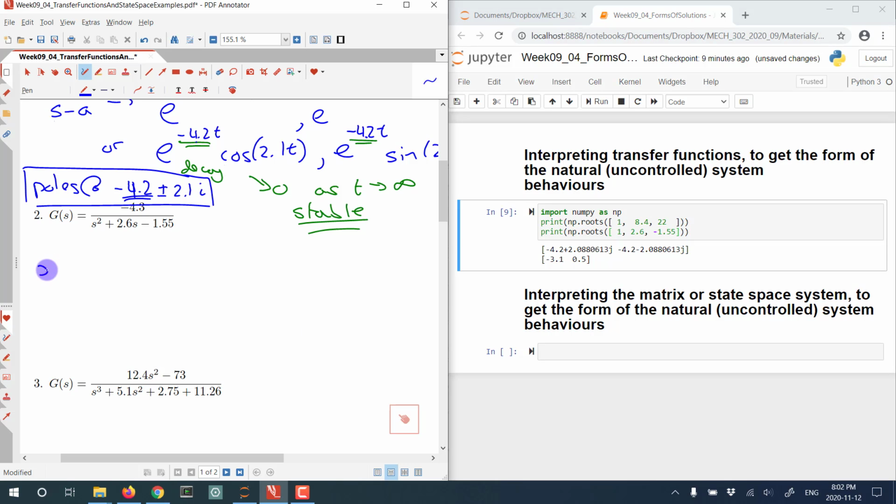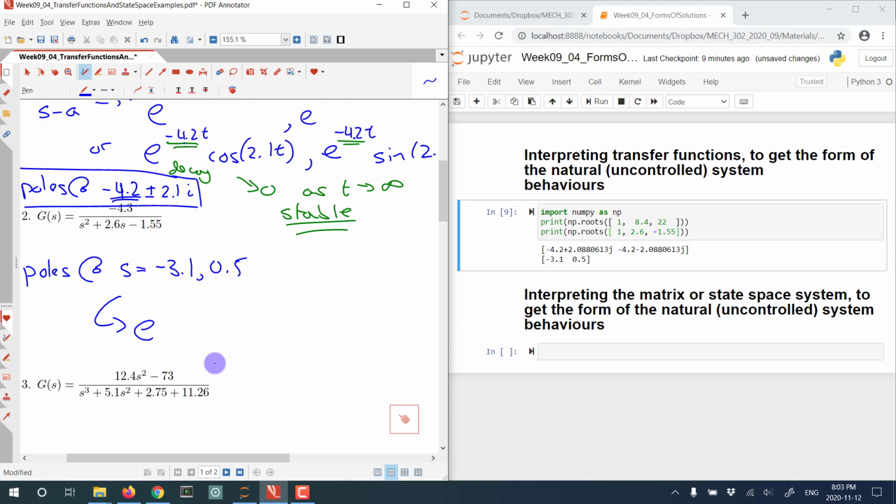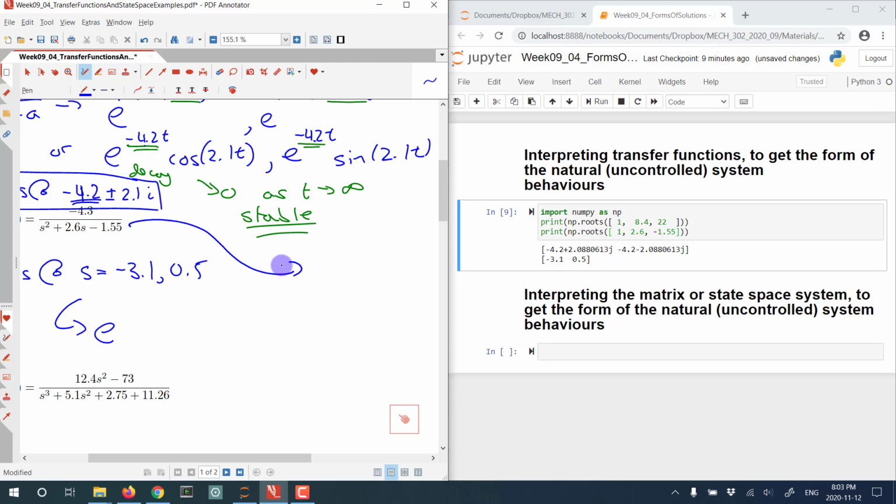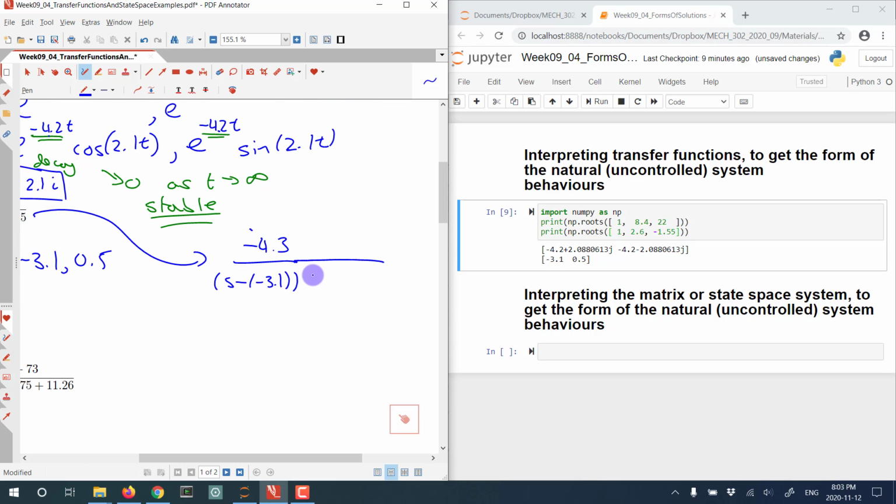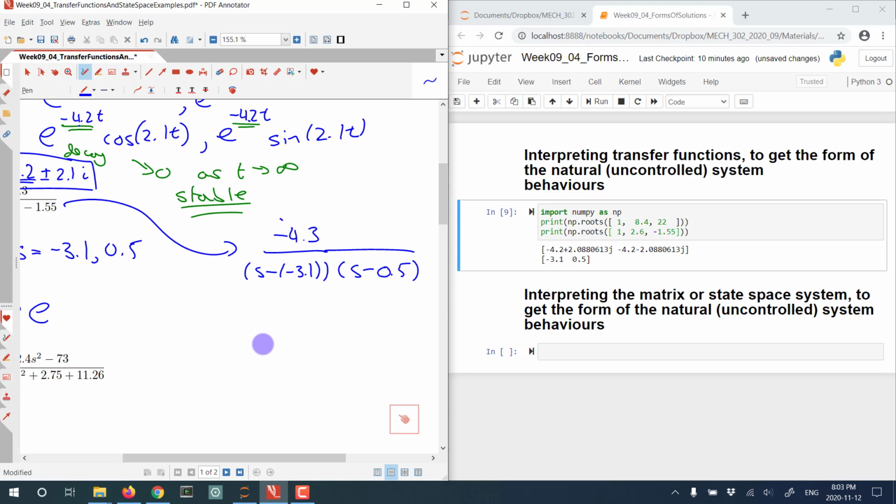So the poles are at, we should call these S values, sorry, S is equal to negative 3.1 and 0.5. These are the simpler cases. These lead directly to, because they're real, e to the at. Sorry, let me do one extra thing in between. If you wanted to recast it like this, you would be rewriting this as negative 4.3 over s minus negative 3.1 and s minus 0.5. So that would be the factored form.